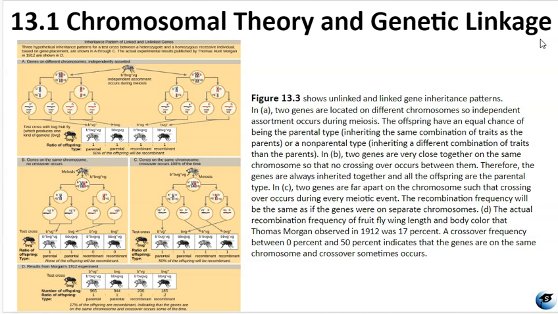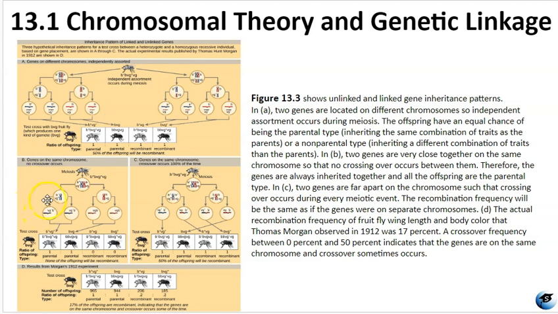Now, please have a look through this figure. It's figure 13.3 in the book, because I know it's very difficult to see here, but I'm going to briefly go over this. These experiments show unlinked and linked gene inheritance patterns. In the top section A, two genes are on different chromosomes, so independent assortment occurs, and the offspring have an equal chance of inheriting the parental type or the non-parental type.